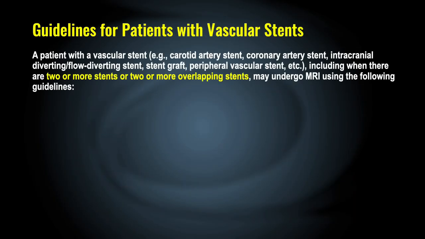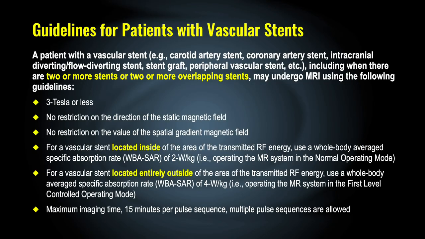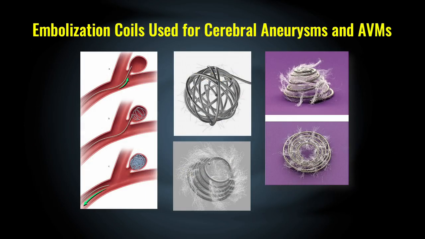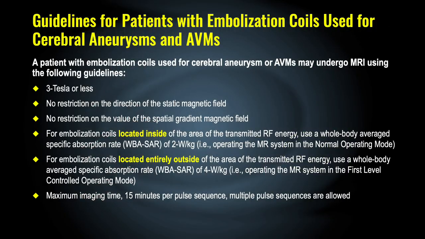The general guidelines indicate that a patient with a vascular stent, including when there are 2 or more stents or 2 or more overlapping stents, may undergo MRI using conditions similar to what I presented for the passive internal orthopedic implants. Patients with embolization coils used for cerebral aneurysms or arteriovenous malformations often require magnetic resonance imaging. Therefore, I developed general guidelines to facilitate screening for patients with these implants. The general guidelines have conditions comparable to the ones for passive internal orthopedic implants and vascular stents.